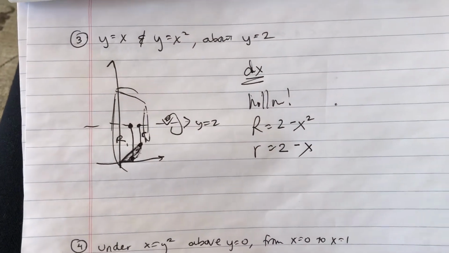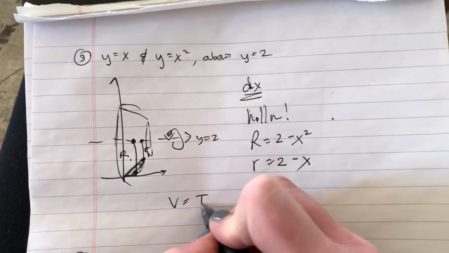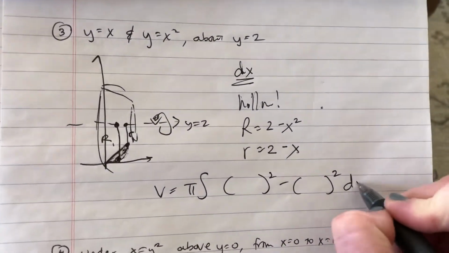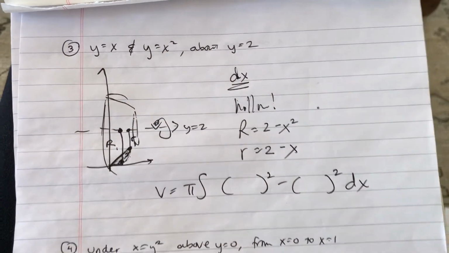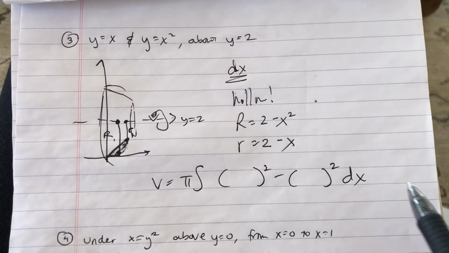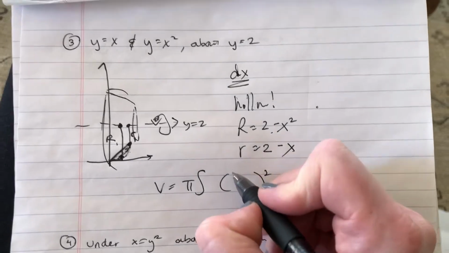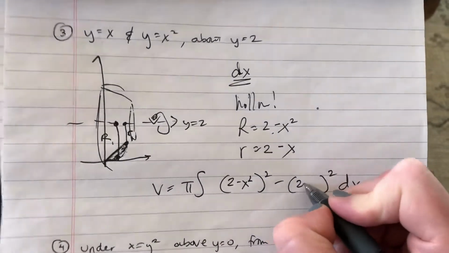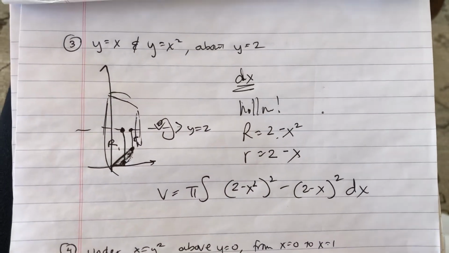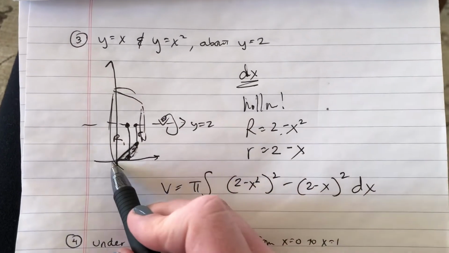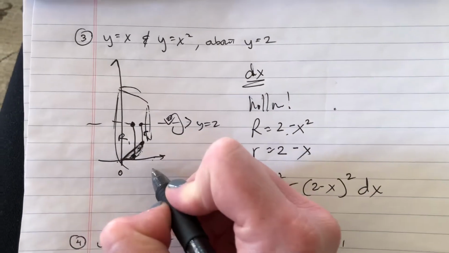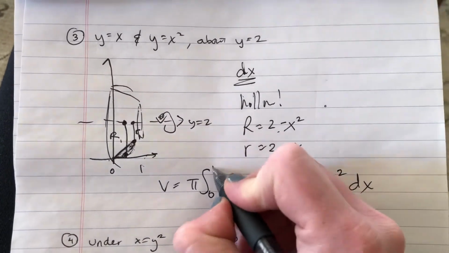And so here my volume is just going to be pi times the integral of big R squared minus little r squared dx. Everything is x's, so I'm going to use, oh, I'm sorry, I'm skipping ahead. I've got to fill this in. So big R is 2 minus x squared, quantity squared, minus little r is 2 minus x, quantity squared. Okay, and everything here is x's, so again, I'm just checking the x-axis for bounds, and y equals x and y equals x squared still intersect at 0 and 1, so I'm still integrating from 0 to 1.